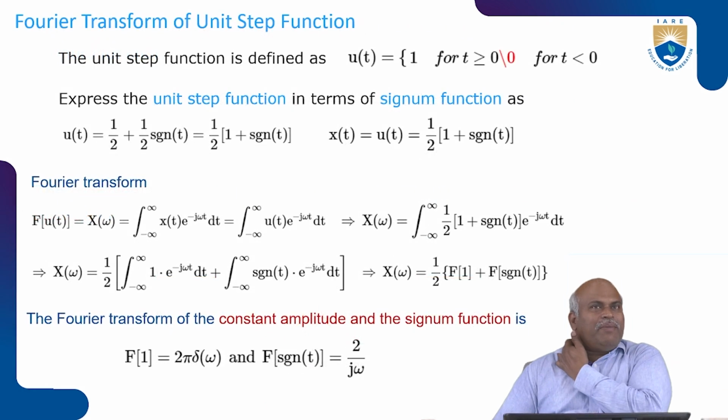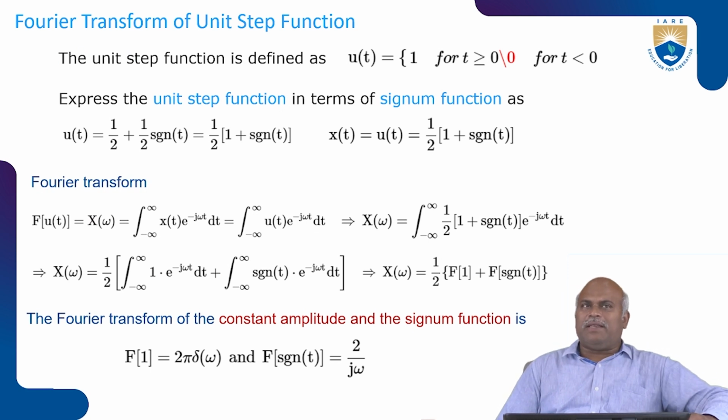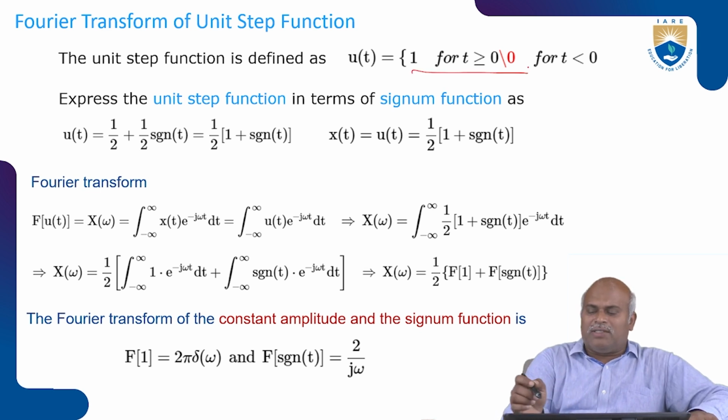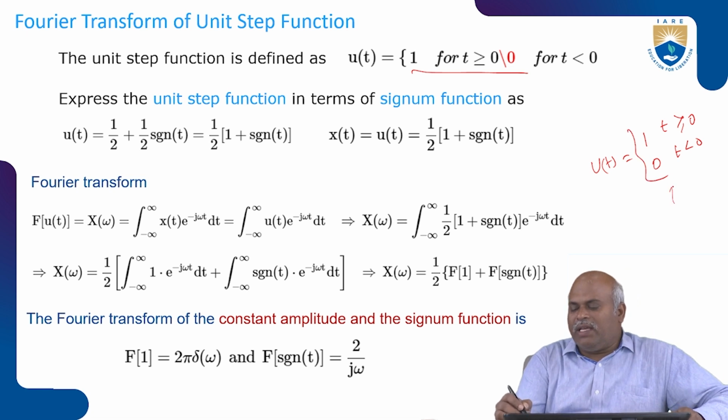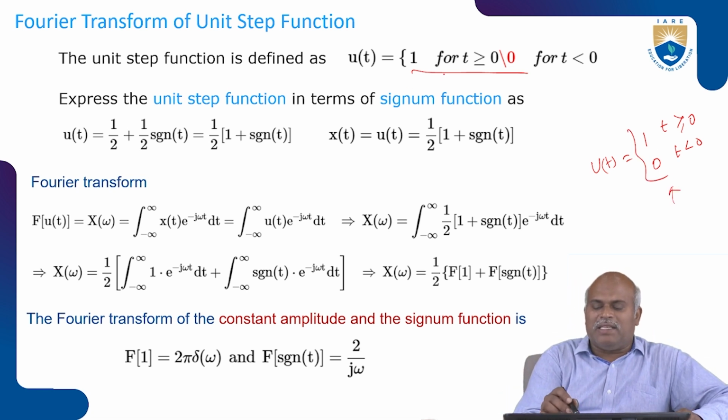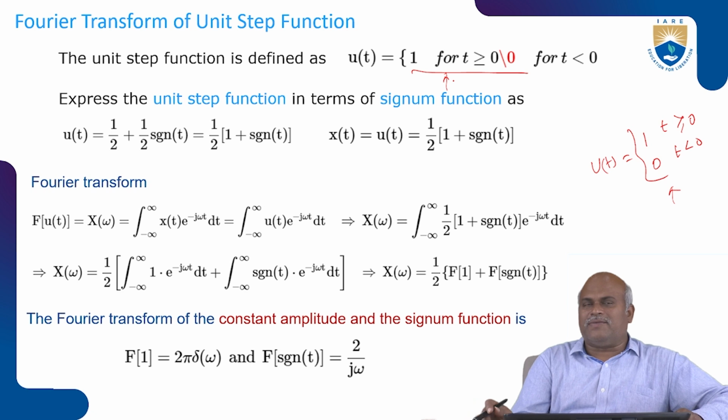Next, we take the Fourier transform of the unit step function. We know the unit step function definition: u of t is equal to 1 for t greater than 0, or 0 for t less than 0. I should write it like this: u of t is equal to 1 when t is greater than or equal to 0, and 0 for t less than 0. This is the mathematical representation.